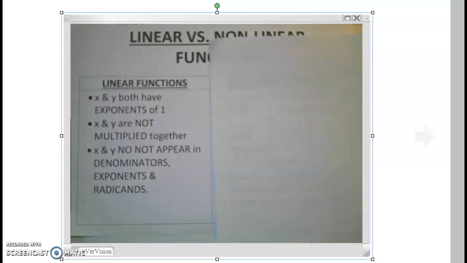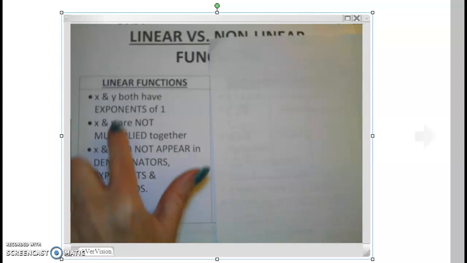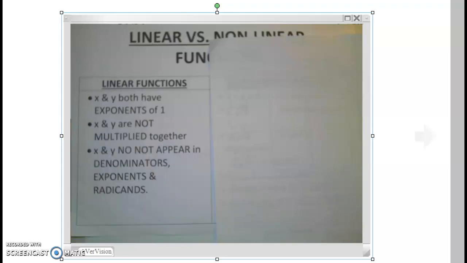The x and y values must both have exponents of 1. So we can't have x raised to the 5th or y raised to the 2nd. It has to be x to the 1st, which means there will be no number there. It'll just say x, and for y, it'll just say y. x and y cannot be multiplied together. So you cannot multiply x times y. That would be a no-no. In order for it to be linear, the y and the x cannot be multiplied.